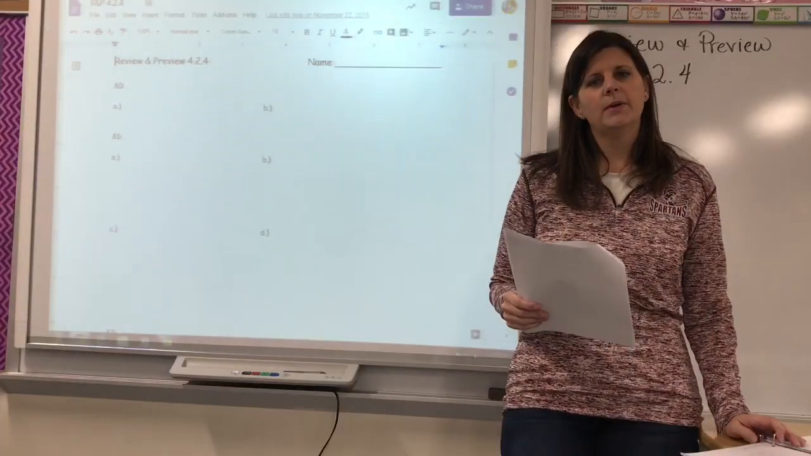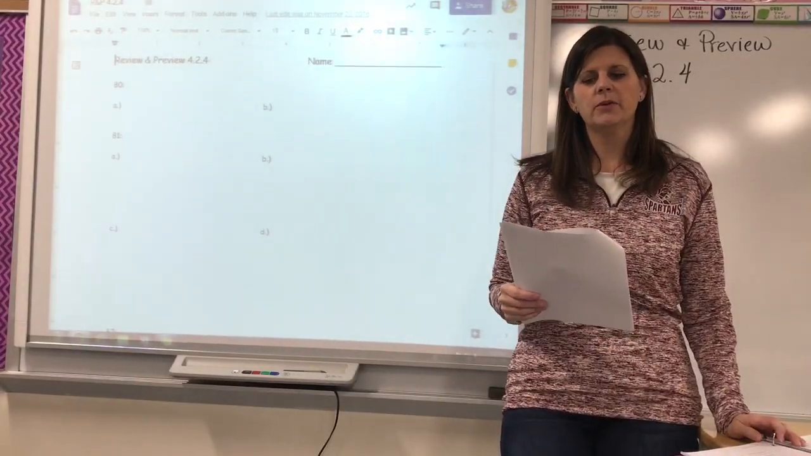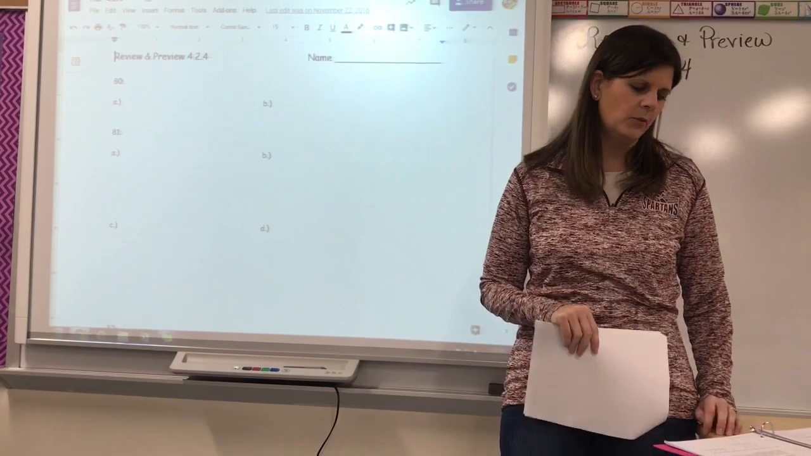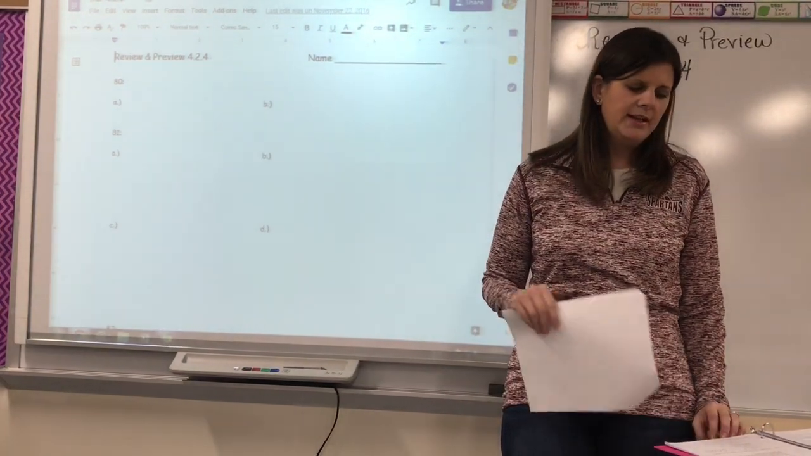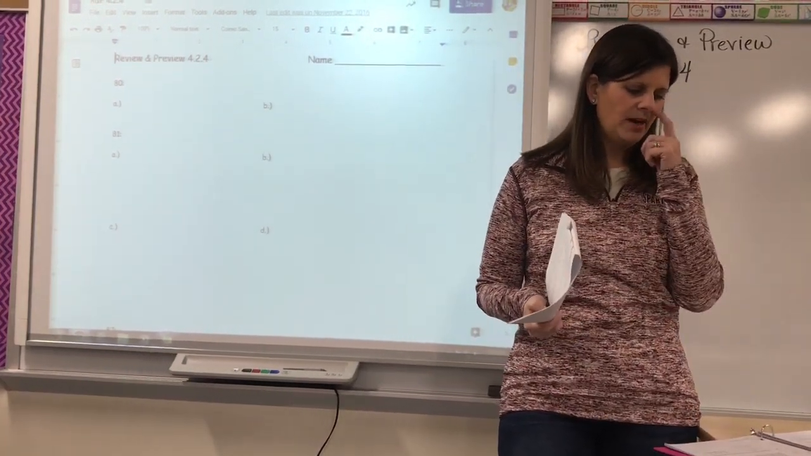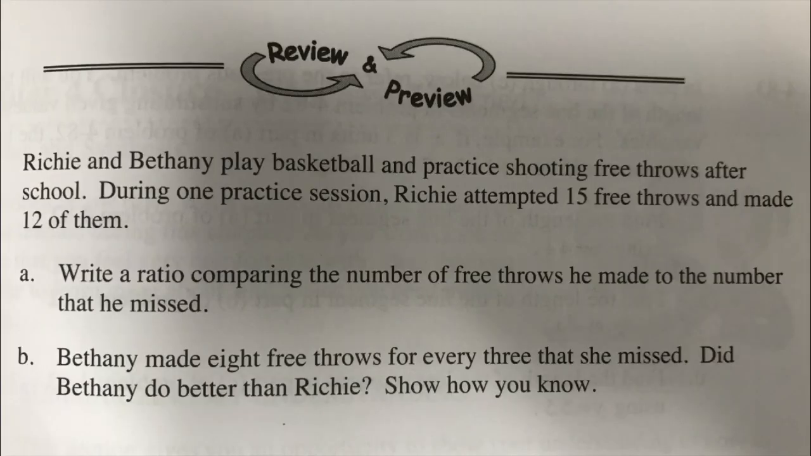We are ready to talk about instructions for review and preview 4.2.4. For question 80, they're giving you some information about free throw attempts. It tells you Richie attempted 15 and he made 12. So in part A, when it's asking you for a ratio that compares the number that he made to the number that he missed, keep in mind they tell us that he made 12.